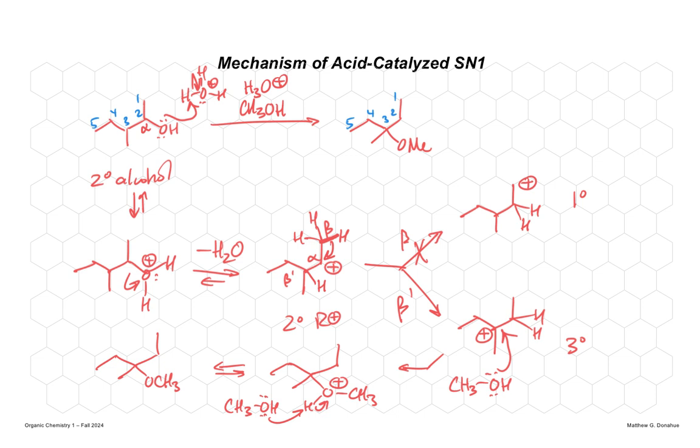So the sort of take-home message of this is anytime you form a carbocation, you always have to look at the attached beta carbons and see if a rearrangement is going to occur. So this was called a 1,2 hydride shift.